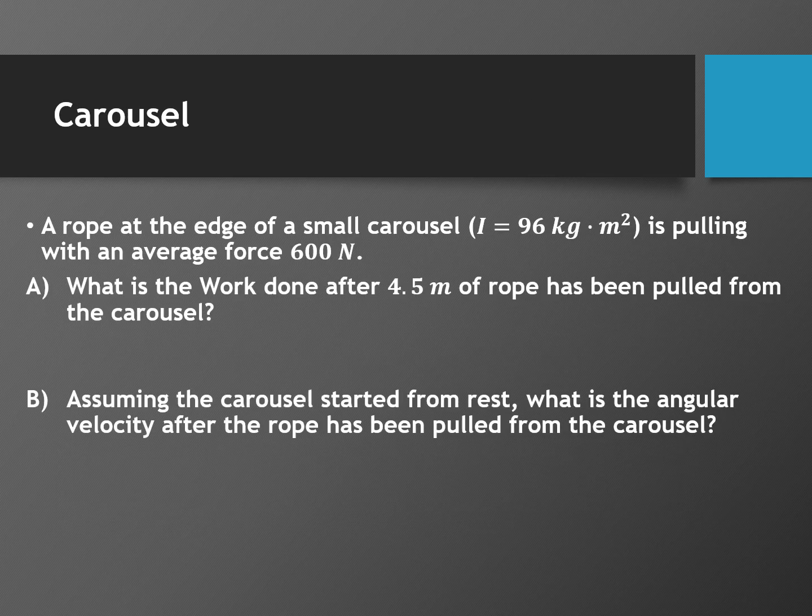So let's talk about a carousel. Let's say we have a rope on the edge of the carousel. The moment of inertia of the carousel is 96 kilograms meters squared, pulling with an average force of 600 newtons. So what's the work done if it's 4.5 meters of rope that's being pulled?